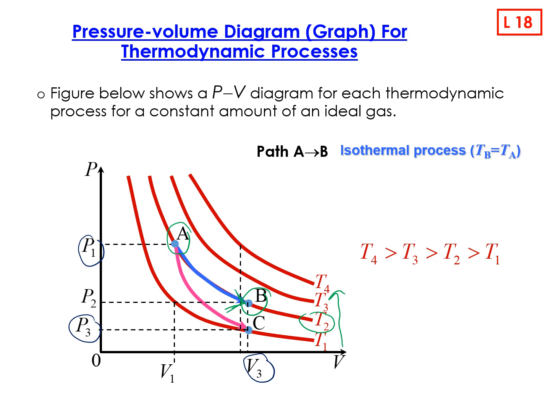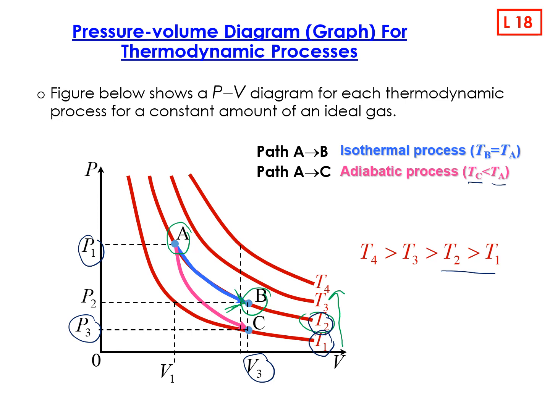What is the process? It is the adiabatic process. So for the adiabatic process, from A to C, A is at T2 and C is at T1, and we know that T2 is greater than T1. So that's why TC is less than TA. The temperature at C is less than the temperature at A.